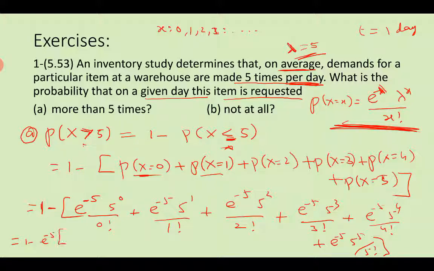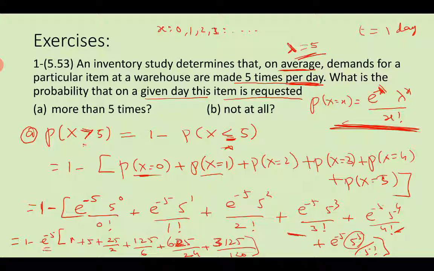So it goes on: 1 minus e to the minus 5, which is common, take it out. First term is 1, second term is 5, third term is 25 over 2, fourth term is 5 cubed, 125 over 6. Fifth term: 1, 2, 3, 4, 5, 6 terms are there. The fifth term, 5 raised to 4 is 625, 625 over 4 factorial, which is 24, plus e raised to 5 will be 3125 divided by 5 factorial, which is 120.